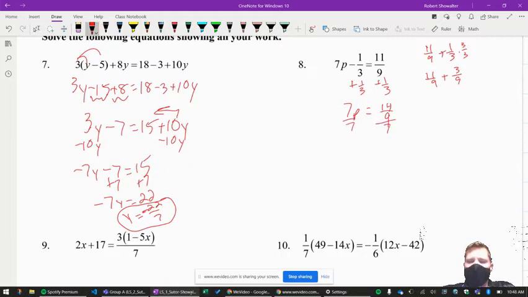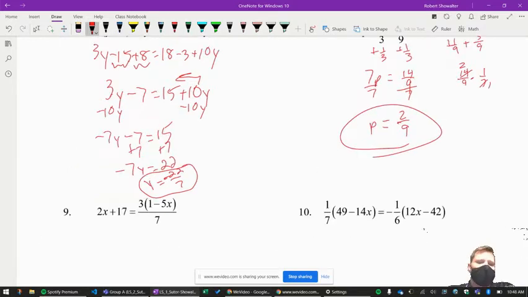Dividing by 7 is the same thing as multiplying by 1/7, or multiplying by the reciprocal. So we get p is equal to, oh, these reduce. Check that out. That turns to 2. That turns to 1. 2 ninths. 2 ninths. Next.